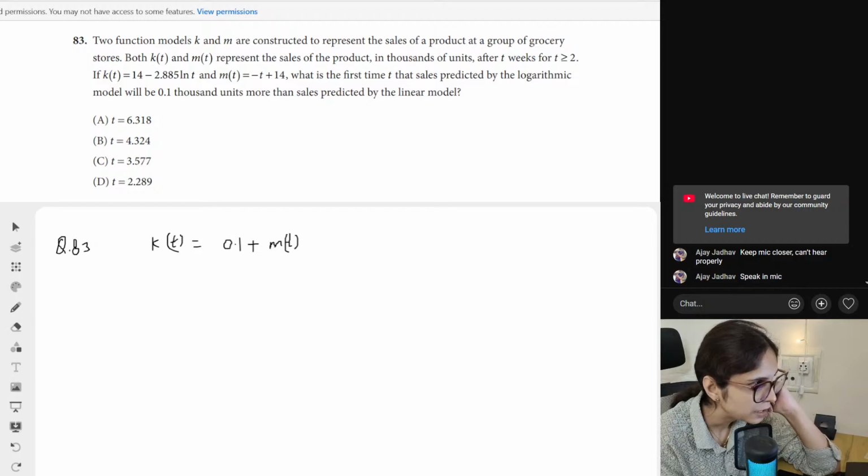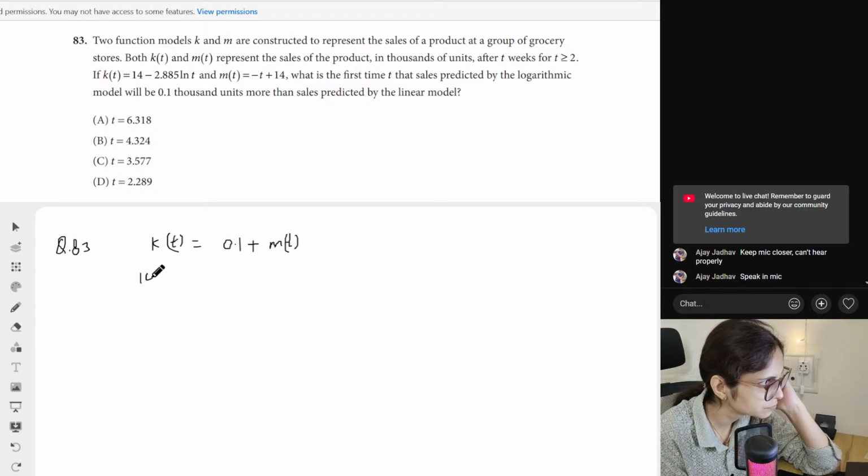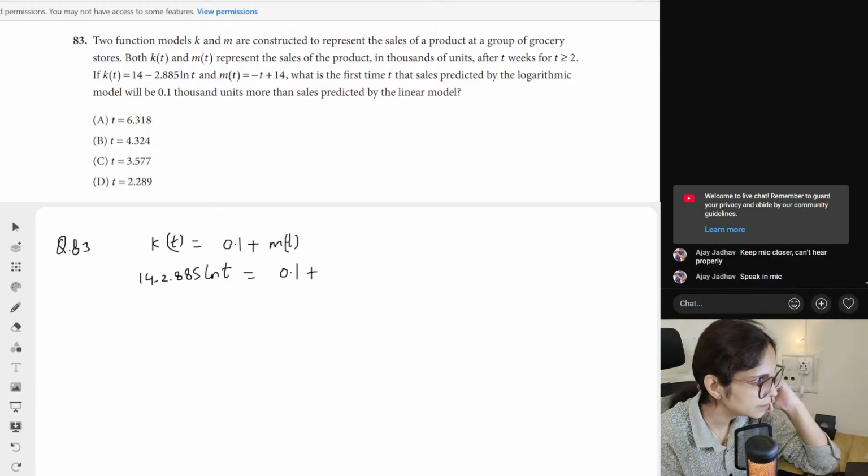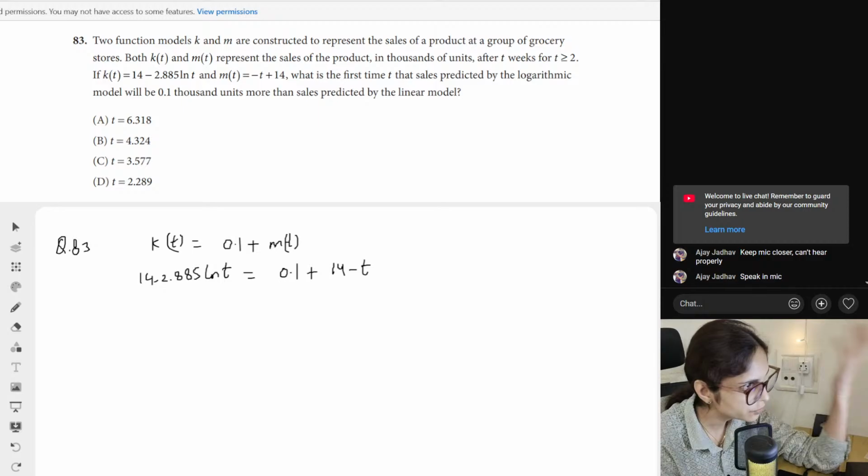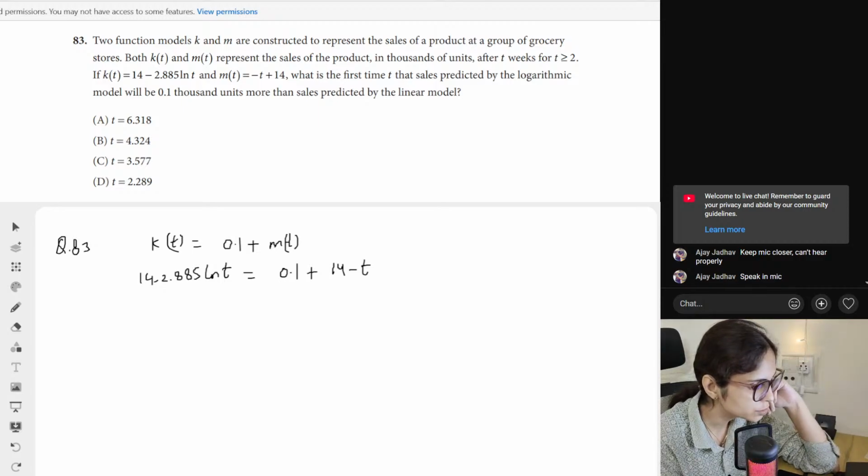Correct. And now what is K of T? K of T is 14 minus 2.885 ln T, is equal to 0.1 plus M of T, which is negative T plus 14. So 14 minus T. This is the equation. They both are equal to each other, and what they're asking is what is the first time T when it will happen. So now we'll just use Desmos and type it in.